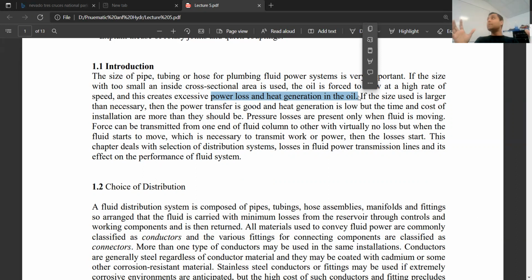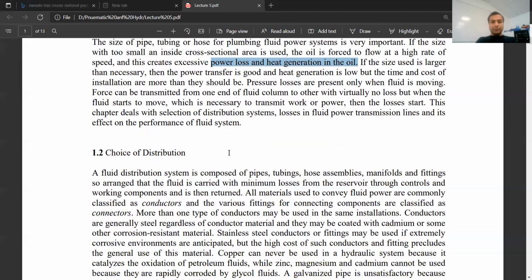Now, the other way is to increase the diameter of the pipe. If you increase the diameter of the pipe, the speed you get at the end will be a lot less. So we need to get an idea about how to balance these two factors. Also, the cost will be affected as well.